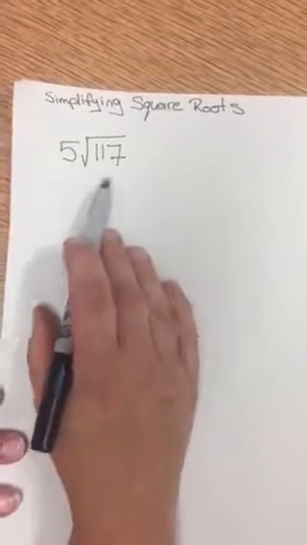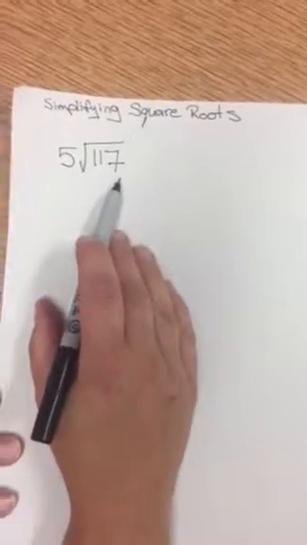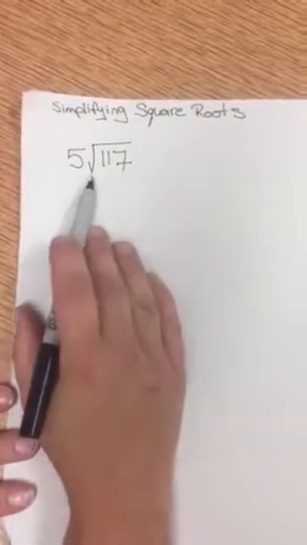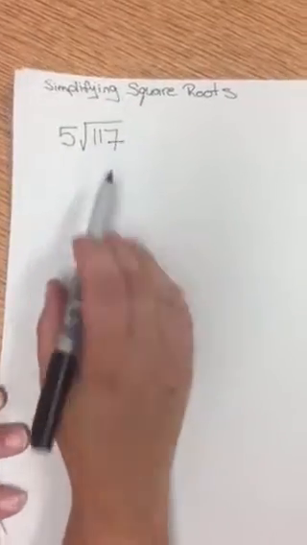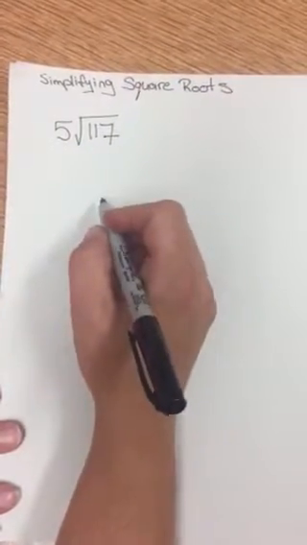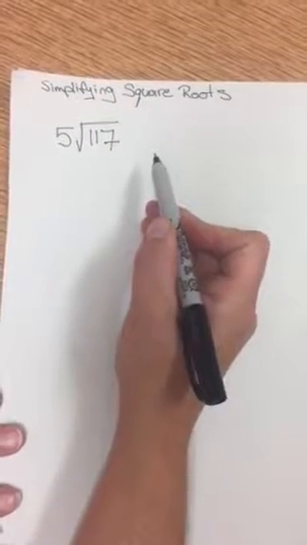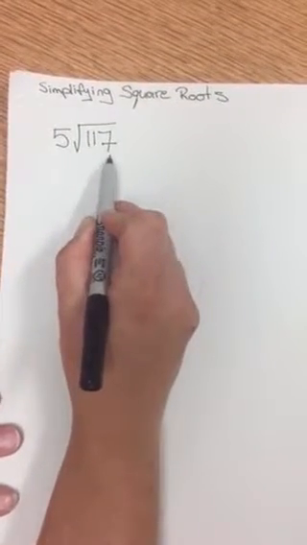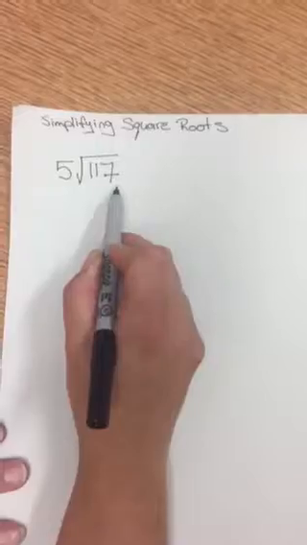So here's an example. So I have 5 times the square root of 117. So what I want to do is break down and reduce the square root of 117. So I have to think about what numbers will go into 117. Now it's not an even number, so I know that it doesn't divide by 2.